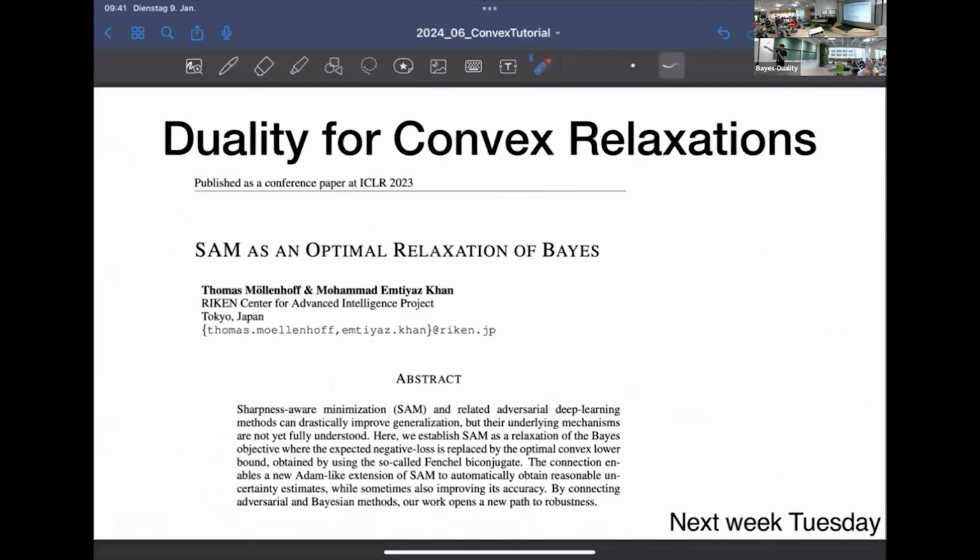Okay, and then on Tuesday, there's a third application of duality that's very popular in machine learning. Using duality, you can create convex relaxations. And I will give a very short talk on Tuesday on this. We had a paper last year where we constructed a convex relaxation of the Bayesian objective using duality. And we were able to connect that to a recent deep learning method, SAM. So these kinds of dualities can also be approximate, be used to construct lower bounds, and then be useful to connect different methods with each other.